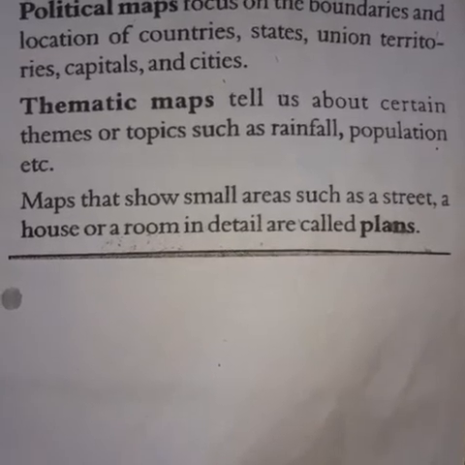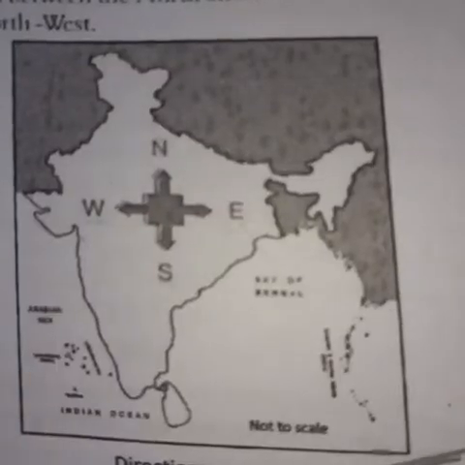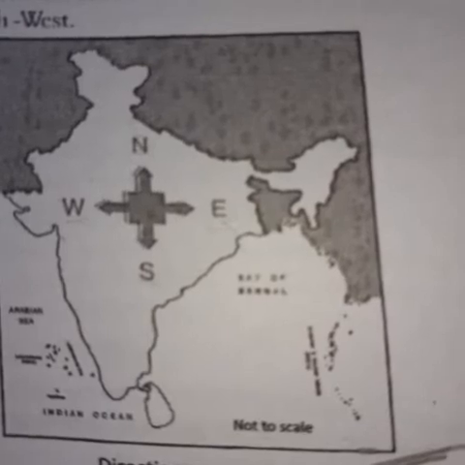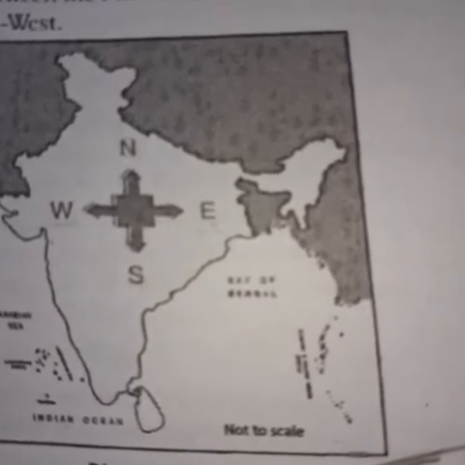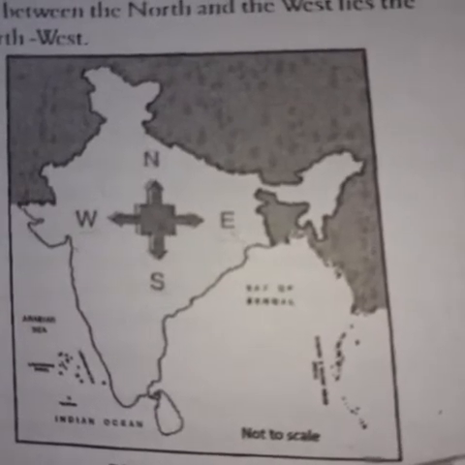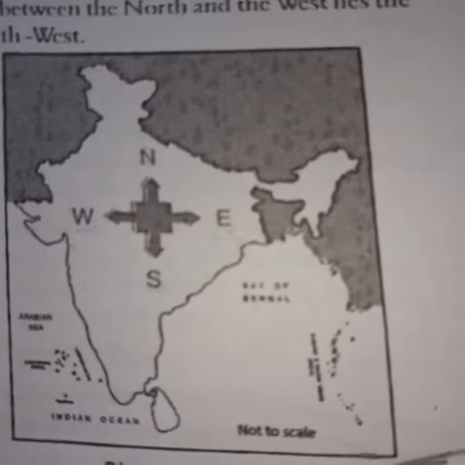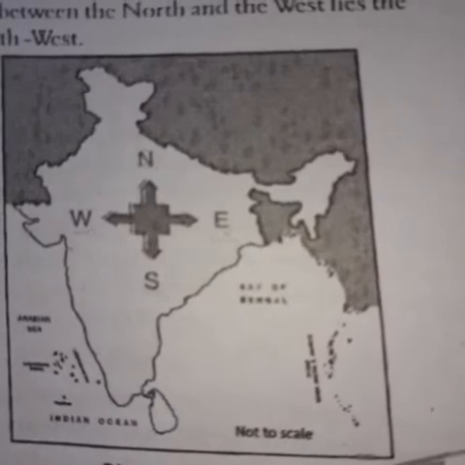Maps that show small areas such as a street, a house or a room in detail are called plans. Now, do you know from where the word map comes? The word map comes from the Latin word mappa, which means a napkin. Like a napkin, a map can be easily folded and stored. That's why that word is used for it.